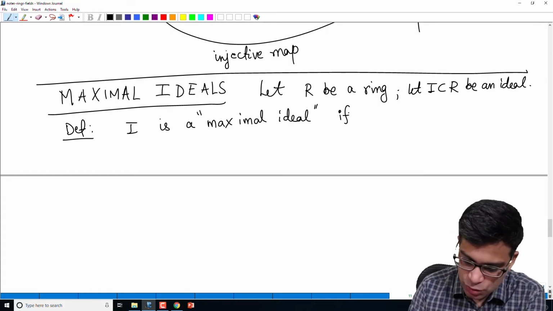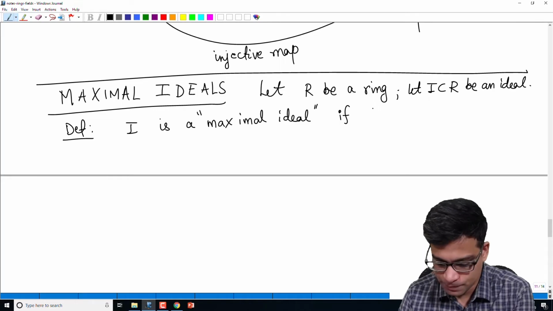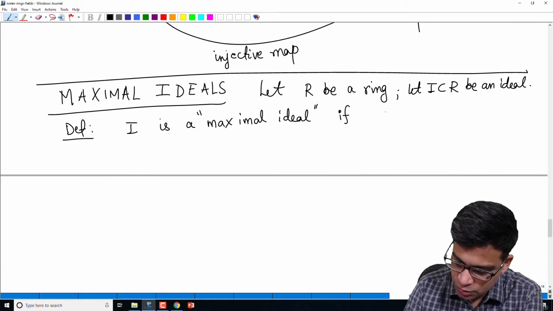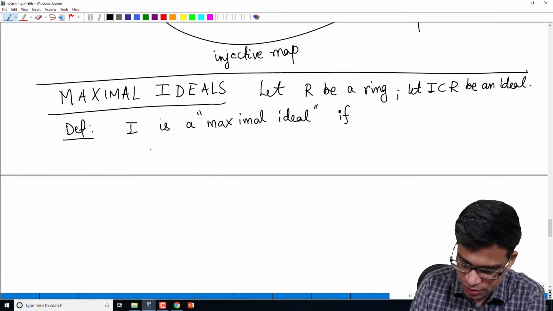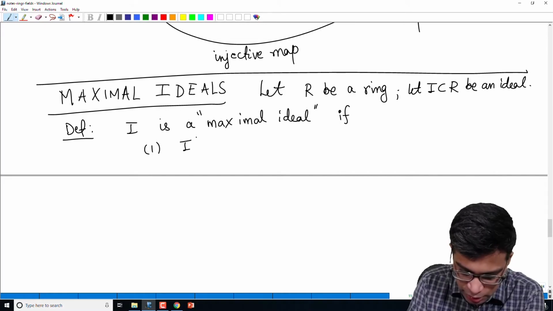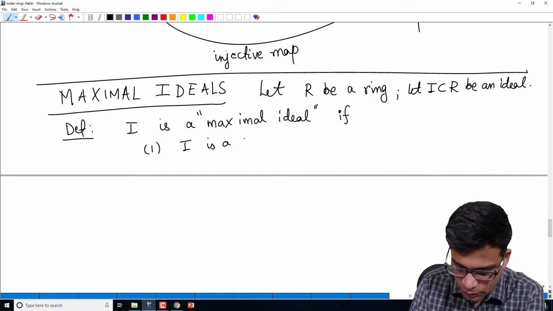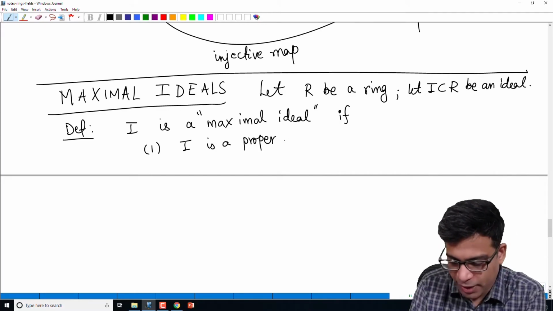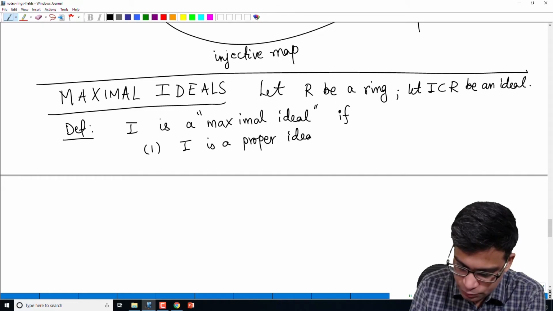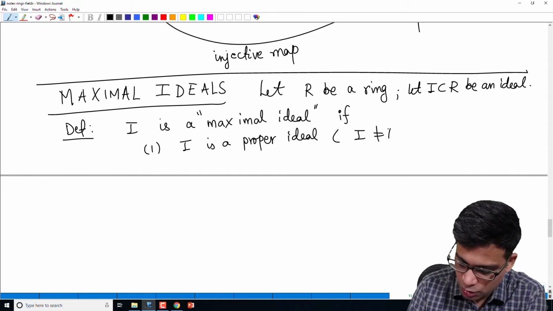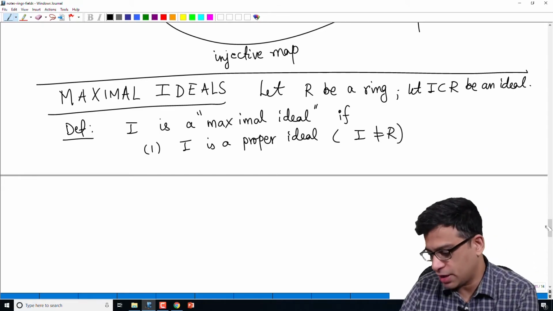So I is a maximal ideal. One way to put this is, first of all, we need two conditions. One is that I is a proper ideal. Remember, prime ideals are supposed to be proper. Similarly, maximal ideals are supposed to be proper. That means I is not equal to R. So proper ideal means I is not equal to R.